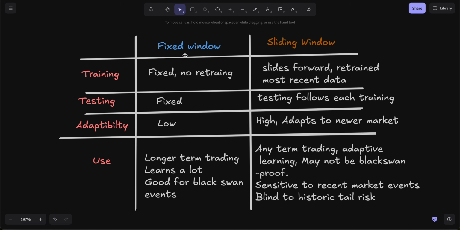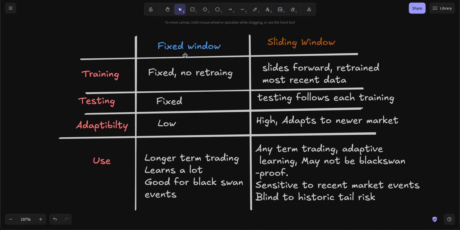So the fixed windows use case is basically for longer term trading. For example, the 2010 model that we use, we can keep on running it for a long time, because we've got two black swan events during that time period. So there's an intelligence factor in that as well.